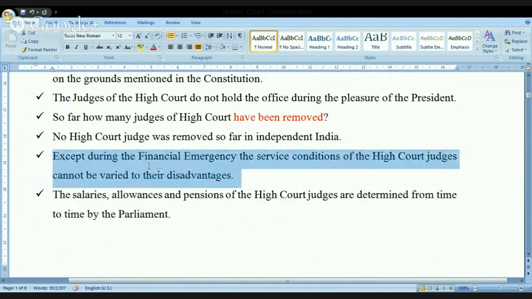Except during the financial emergency, the service conditions of the High Court judges cannot be varied to their disadvantage. The salaries, allowances, and pensions of the High Court judges are determined from time to time by the Parliament. Very important point. High Courts are present at the state level. Salaries and allowances are paid by the state, but how much is the salary, how much is the allowance, how much is the pension, everything will be decided by the Parliament from time to time. Kindly remember one thing: salary and other allowances are paid by the state governments, but when it comes to the pension, pension is always paid by the central government. Just remember these points.